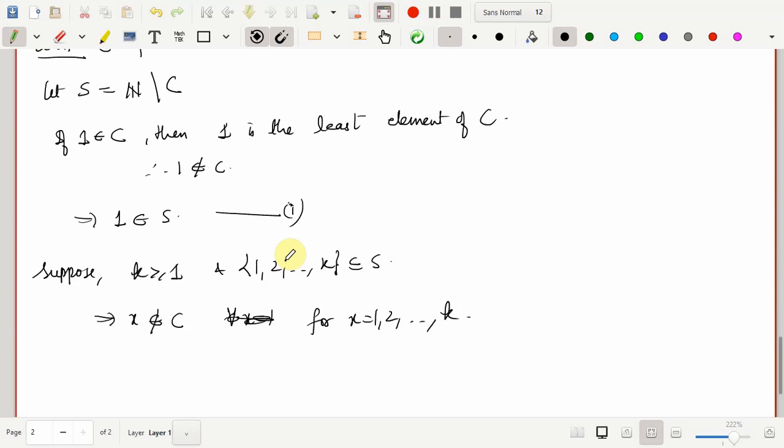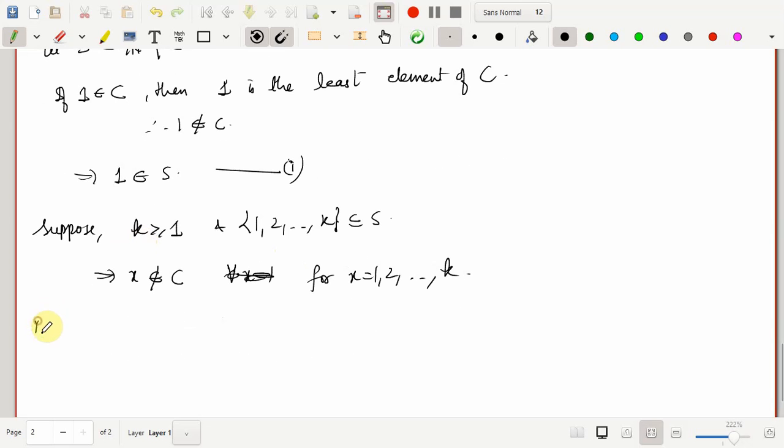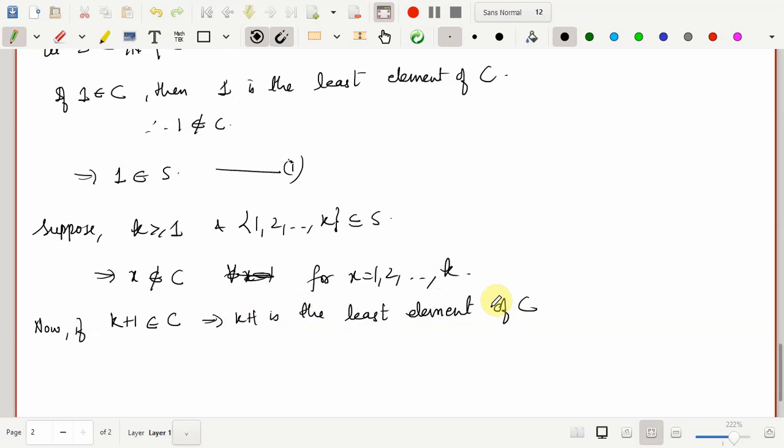Okay, so now if I say that k plus 1 is an element of C, then this implies that k plus 1 is the least element of C. That's a contradiction, so we cannot have this. Therefore k plus 1 does not belong to C. Once it is not in C, the way we have constructed S, it has to be a part of S.